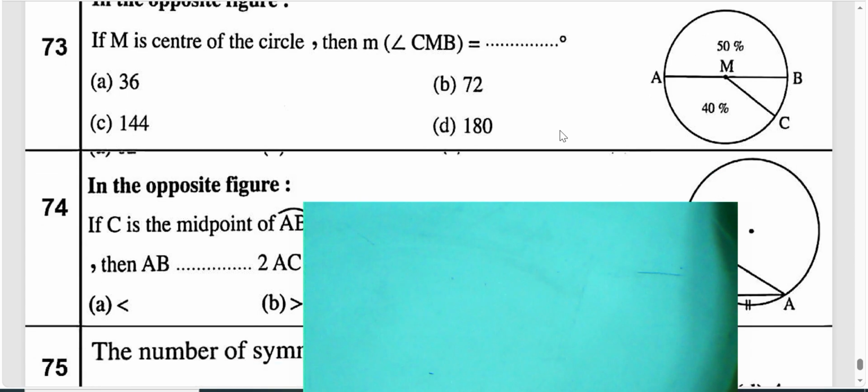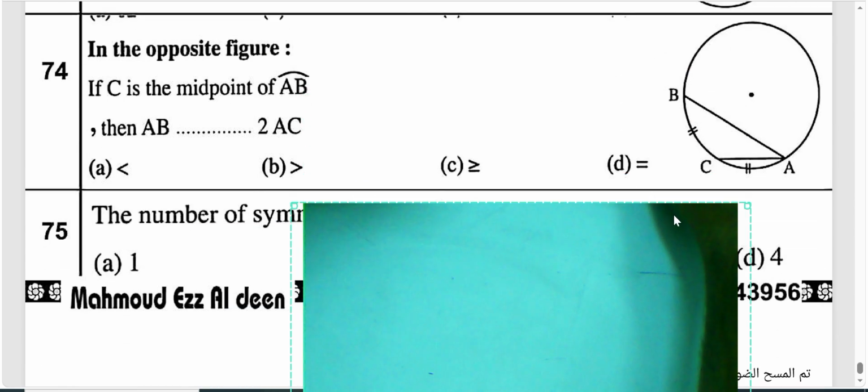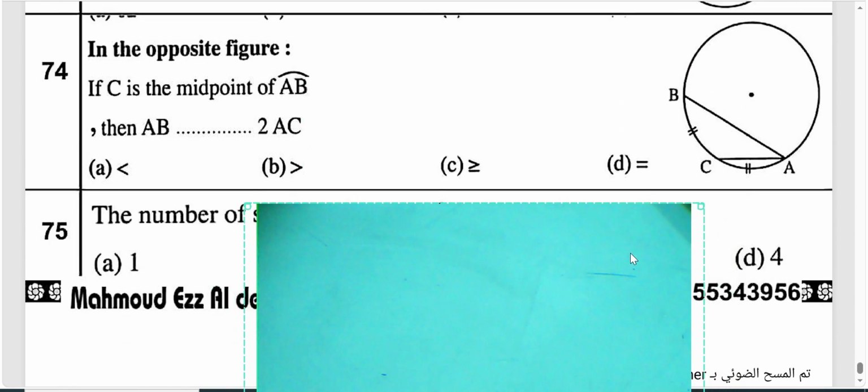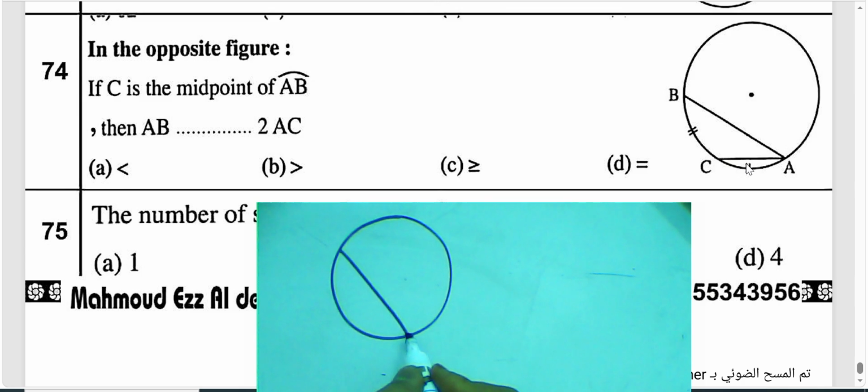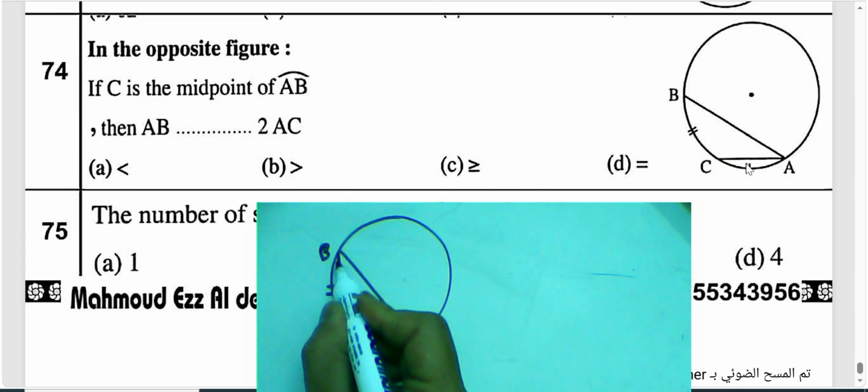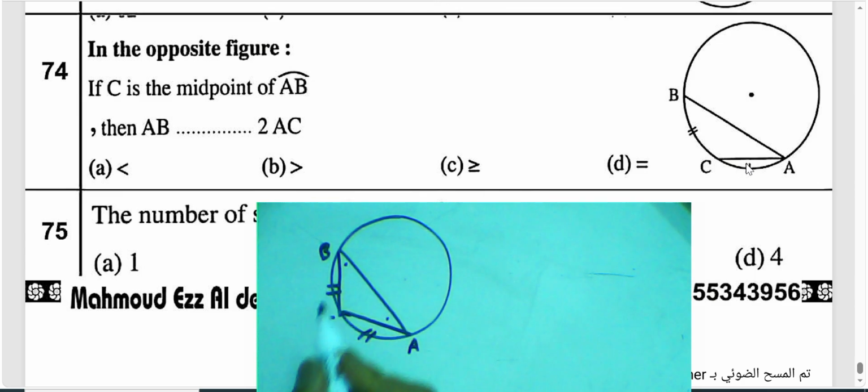Next question, 74. You want to find the relation between AB and twice EC. Look at here, we have a circle and a chord. Draw this part. He tells me this relation here. C is the midpoint, meaning two parts are equal. Then CA is equal to CB. They are equal. If you draw it like this, two parts equal, then the measure of the two angles here are equal. He asked about AB and twice EC.